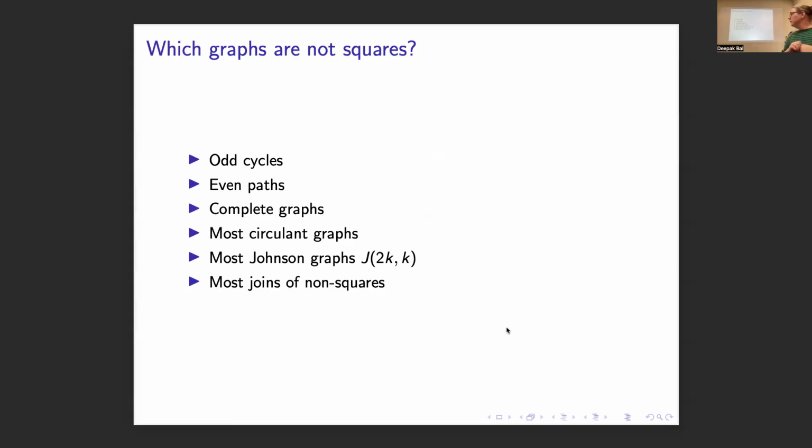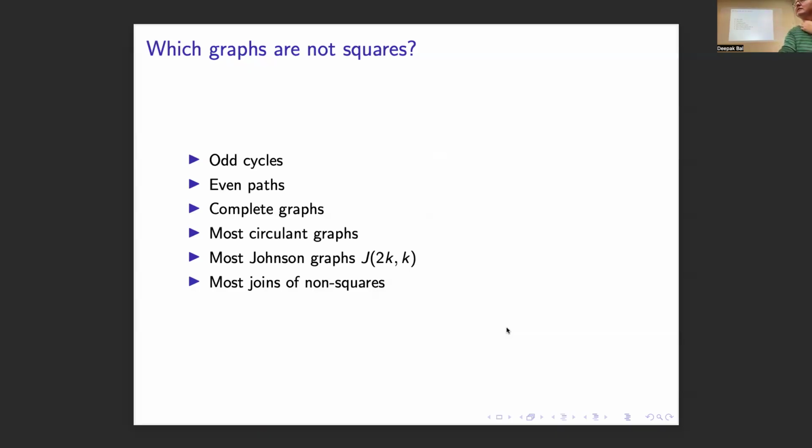For a join, we have an if and only if condition. If I take the join of 2 graphs and one of them is a square, it's definitely a square. If I take a join of 2 graphs and they're not squares, it's not going to be a square unless they have one very specific symmetry, which we fully characterize. So we know exactly when the join of 2 graphs is and is not a square. But the other products we don't know. So that's another open question.